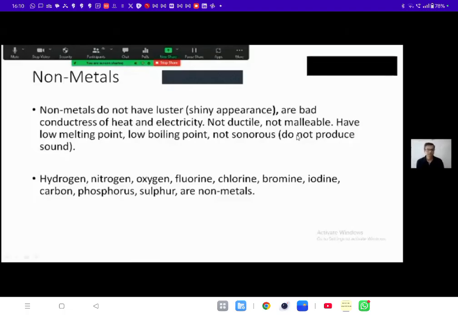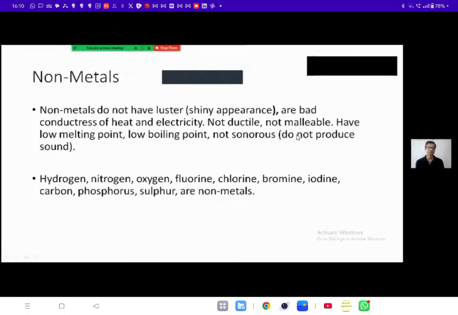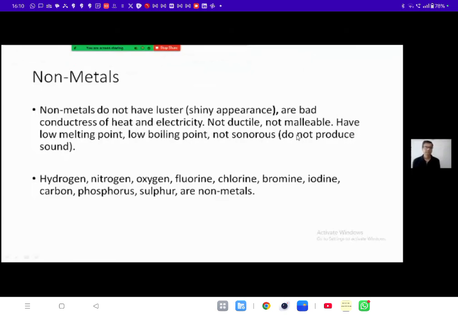Non-metals do not have luster, shiny appearance. They are bad conductors of heat and electricity. They are not ductile, non-malleable, they have low melting point, easily they melt, they have low boiling point, means easily they boil, they are not sonorous, means they do not produce that beautiful sound like a bell. Hydrogen, nitrogen, oxygen, chlorine, bromine, iodine, carbon, phosphorus, sulfur are examples of non-metals.